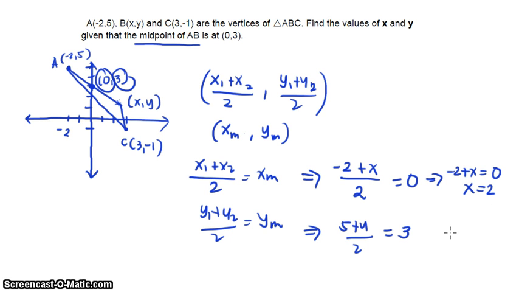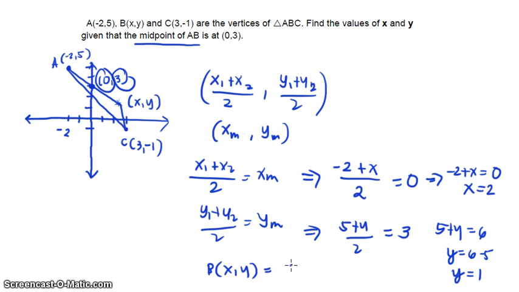And then on the other equation, we have 5 + y equals 6. 6 came from 3 times 2. And y is equal to 6 minus 5. y must be equal to 1. So therefore, the point B with point (x, y) is actually the point (2, 1). And as you can see, if we really have to get a more accurate location of B, it will really fall on the point (2, 1).